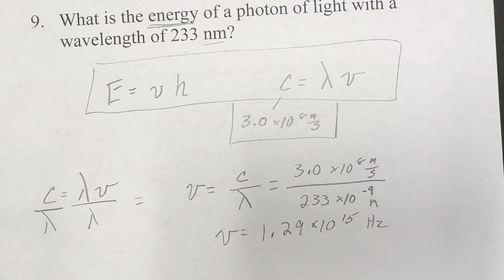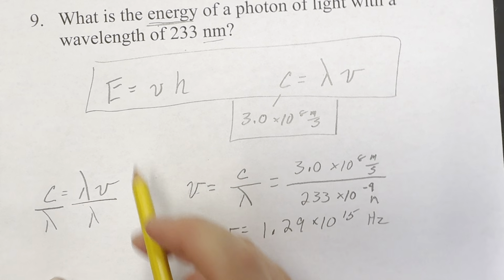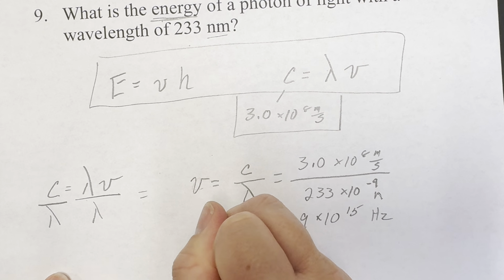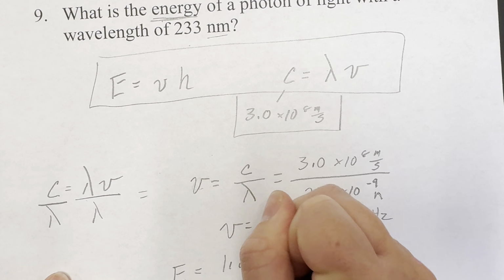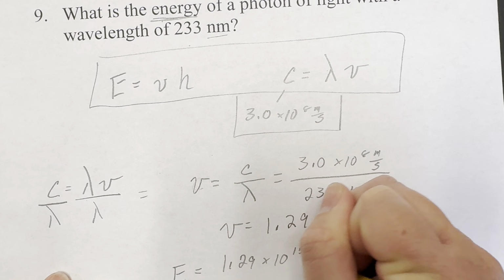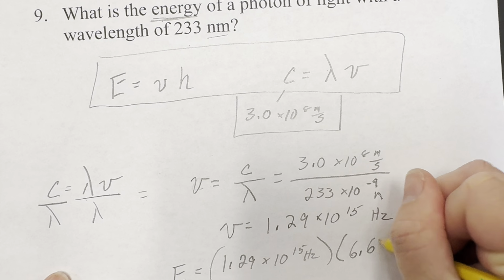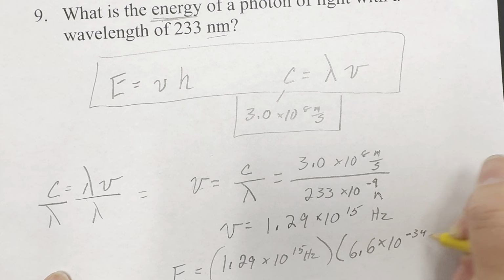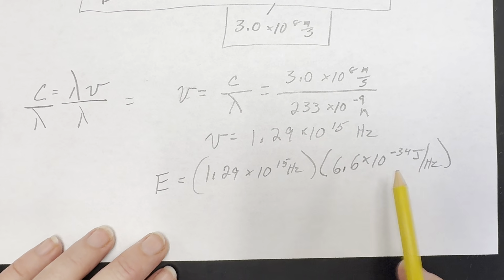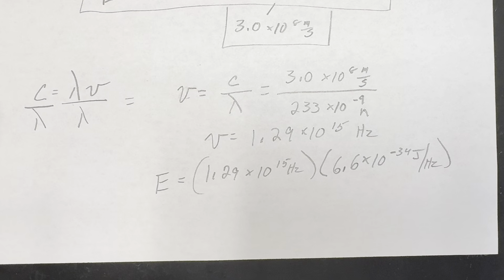I am now going to use my energy equation. So energy is equal to that frequency, 1.29 times 10 to the 15th hertz, times Planck's constant, which is 6.6 times 10 to the negative 34th joules per hertz. You will be given this number. That's not one that you need to memorize. You will be given this number on your test.